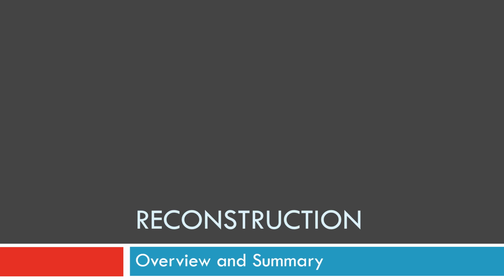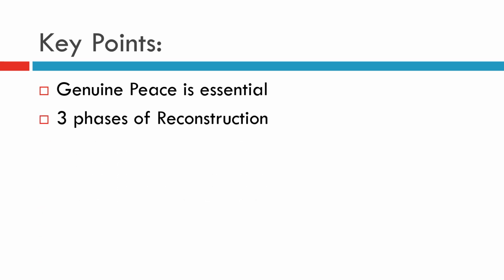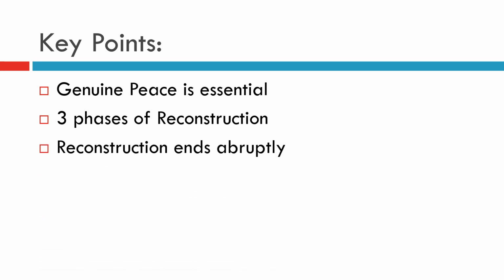I'm going to try to keep this quick here, a little coverage of Reconstruction, an overview and summary, and hopefully an emphasis on contextualization. Just a few key points. First of all, genuine peace is essential if the Union is going to last at all. Also, there's three phases of Reconstruction you should be familiar with. And Reconstruction ends abruptly with the election of Rutherford B. Hayes in 1877. Reconstruction is not necessarily complete, it just sort of ends.